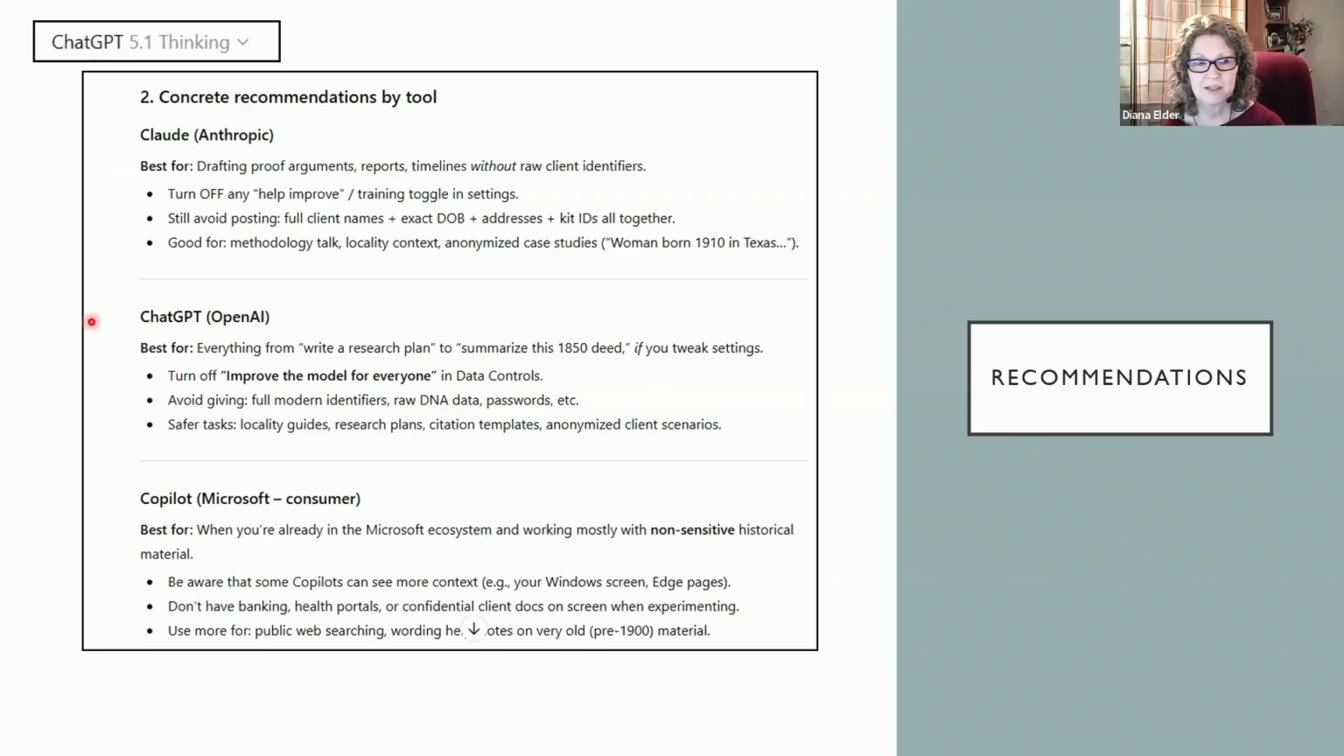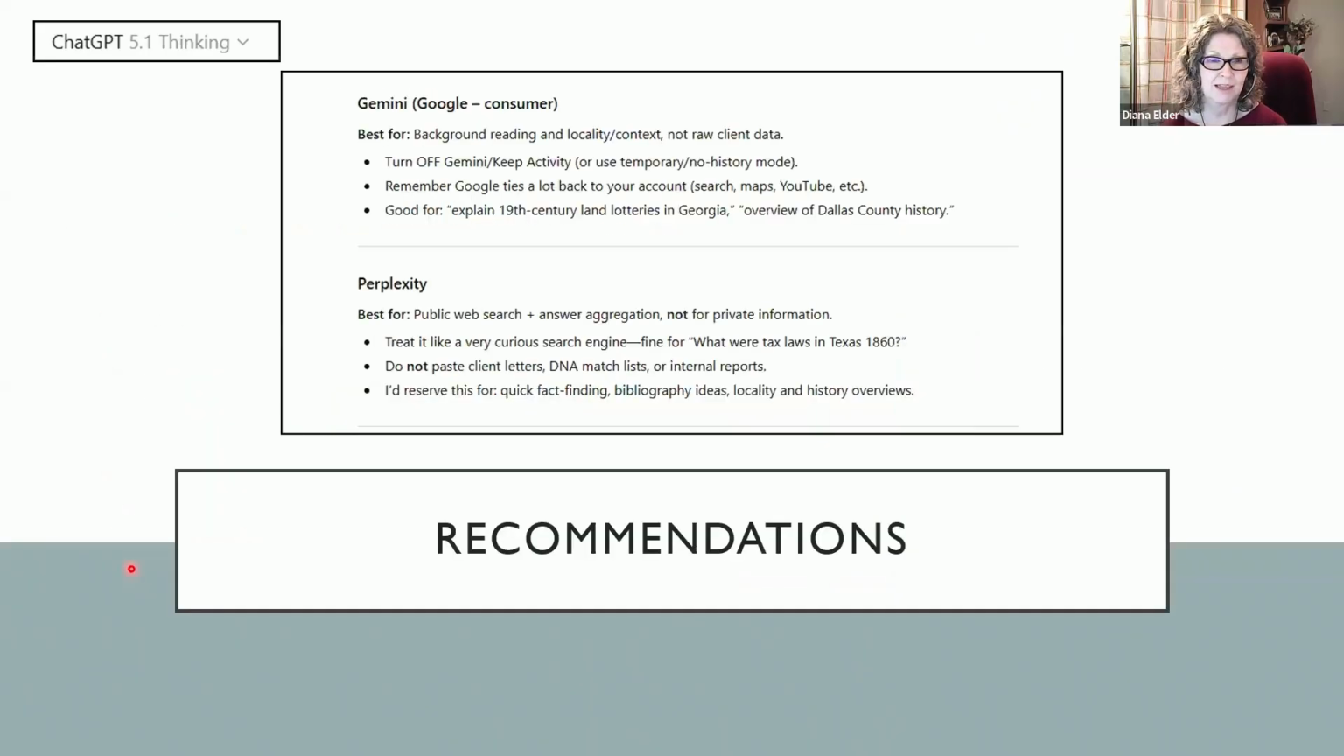Claude's probably the best, and ChatGPT. Be careful with Copilot. Be careful with Gemini and be careful with Perplexity. So don't put anything in here that you don't want anybody else, you don't want Google to know. Google ties a lot back to your account, and so I am always wary of Gemini. And same for Perplexity. Treat it like a curious search engine. Do not paste client letters, DNA match lists, or internal reports.